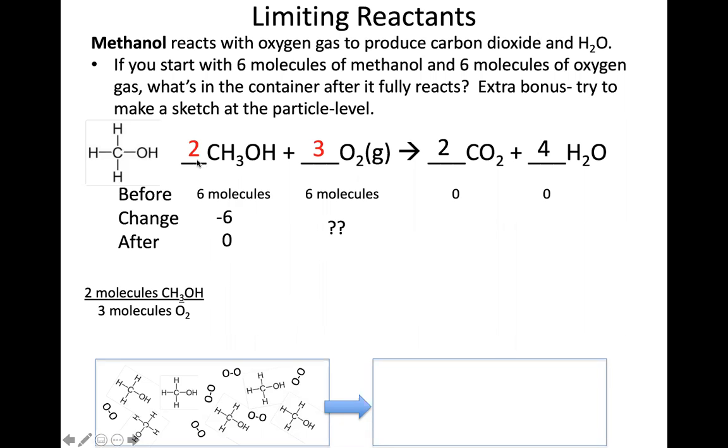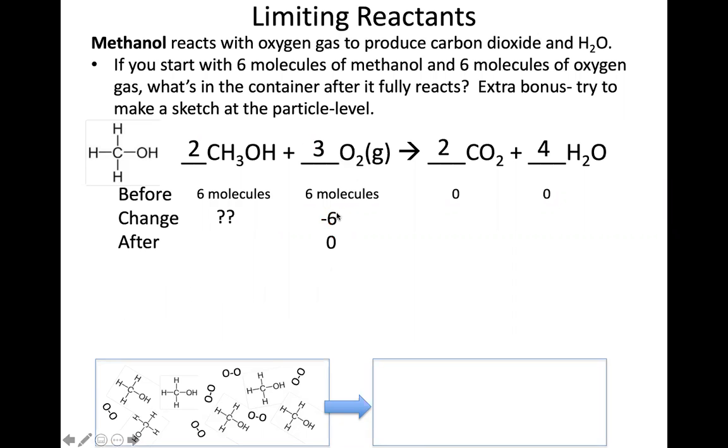The coefficients tell me that for every 2 molecules of methanol, it takes 3 molecules of O2. 2 molecules of methanol go with 3 molecules of O2. So if I have 6 molecules of methanol, I would need 9 to keep the proportion the same. I'm going to consider that. Can this go down by 9? No, I only started with 6. I've chosen the wrong column. No big deal. Right there, that tells me, hey, dummy, use the other one.